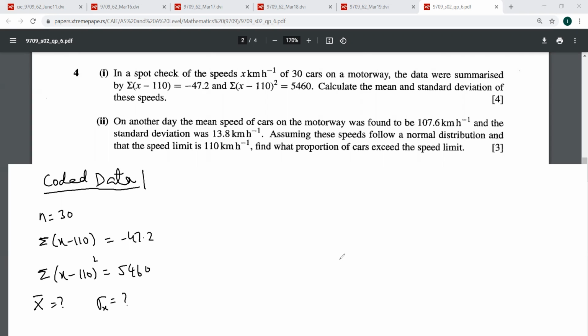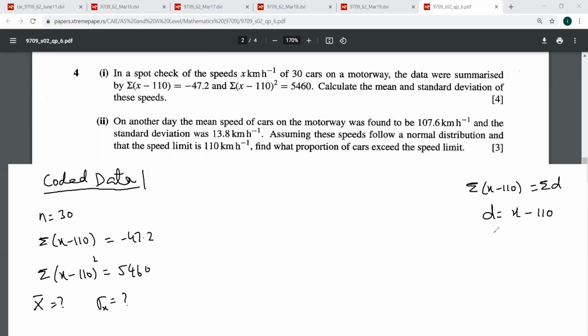When you look at this sigma x minus 110, you must take this as sigma d over here, because we are going to use the relation that d is going to be x minus 110. That means we have taken out 110 from each of those speeds, so that we have smaller values to be able to calculate these means and the standard deviations more easily.